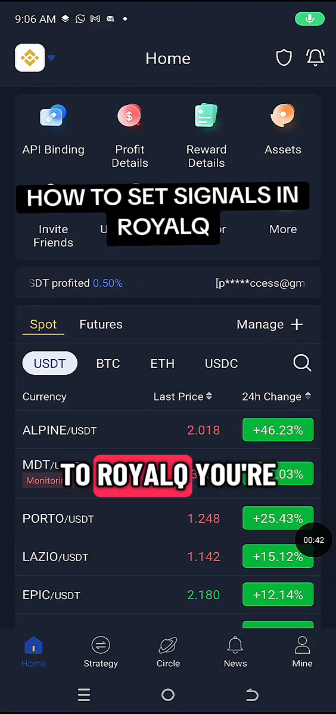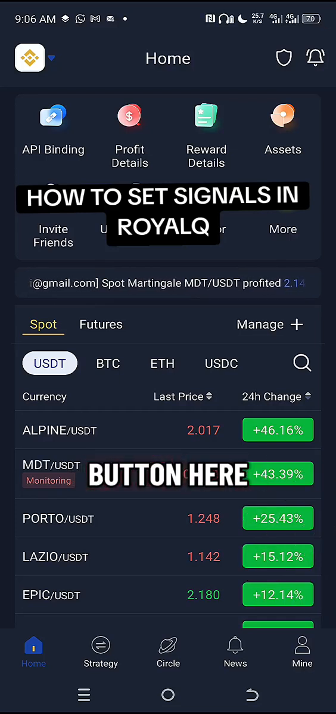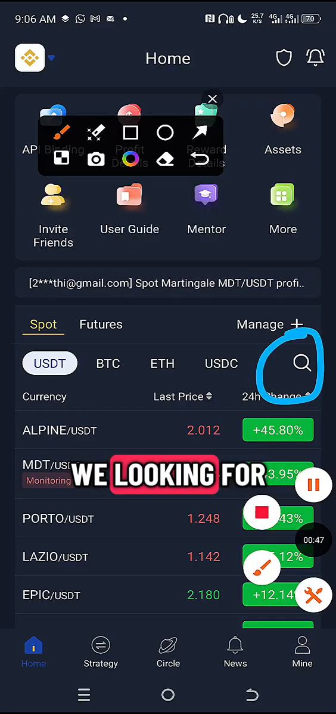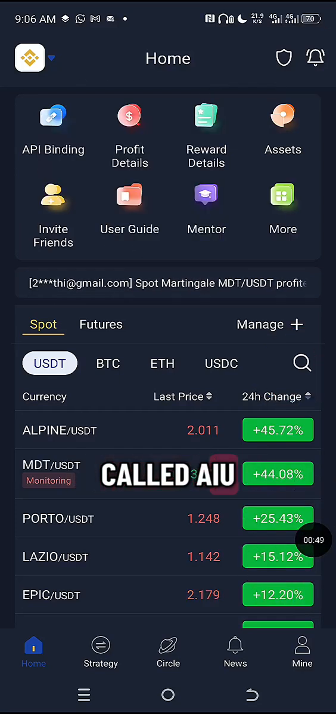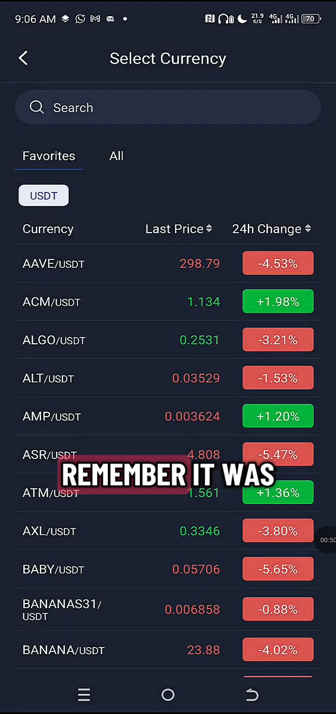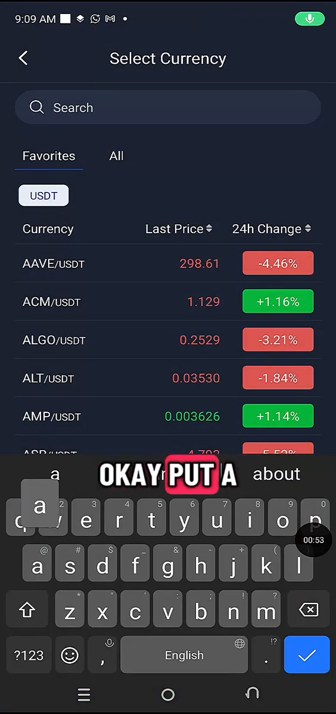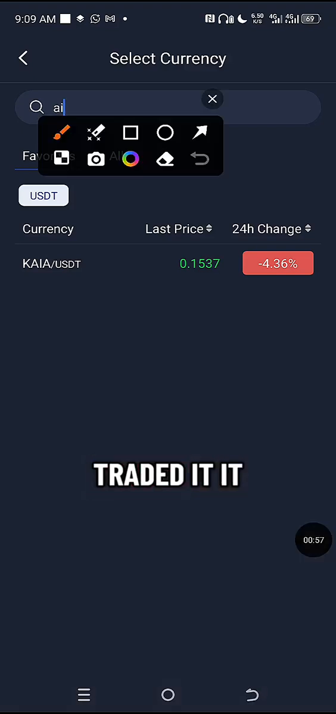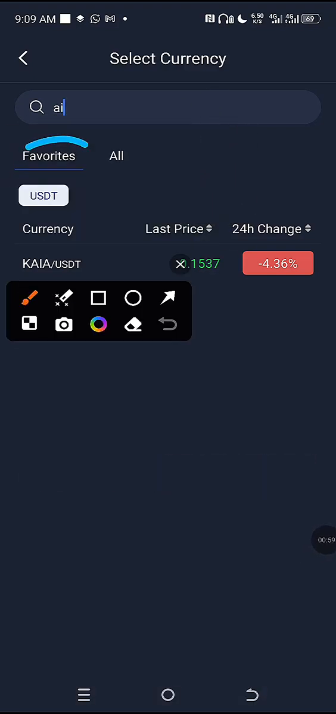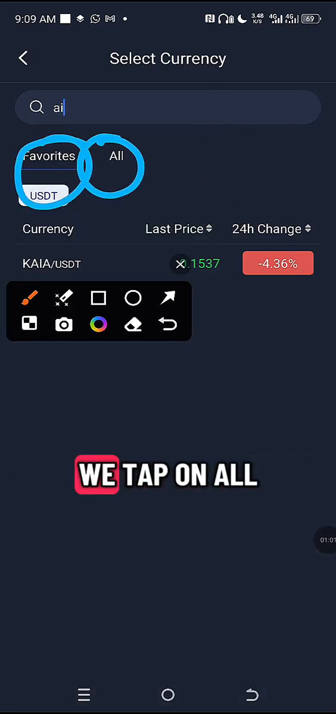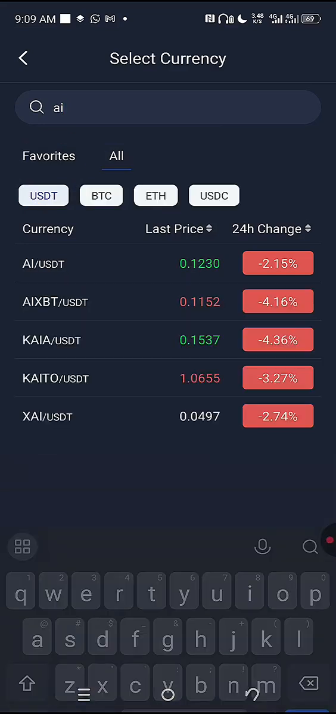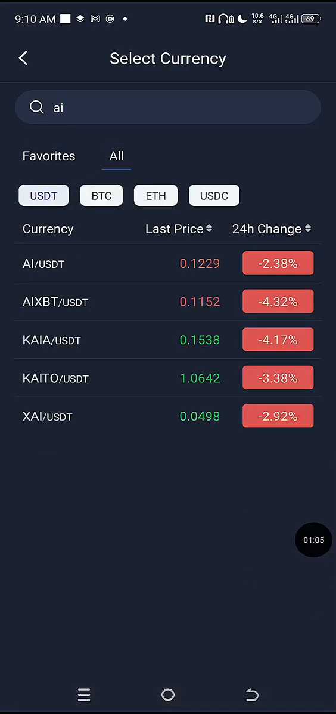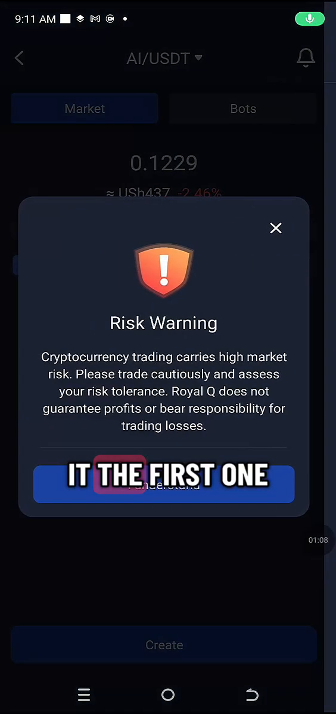When you come to Royalq, you tap on this search button here and search for the coin we're looking for. We are looking for a coin called AIUSDT. Remember, it is AIUSDT. Since we've never traded it, it can't be in favorites. We are going to find it here on all. So we tap on all. Then we choose it, the first one.